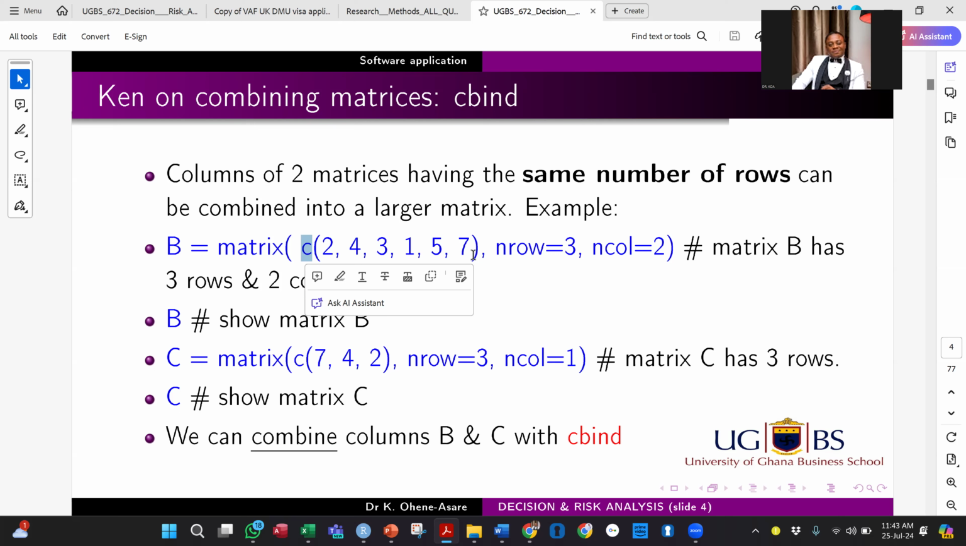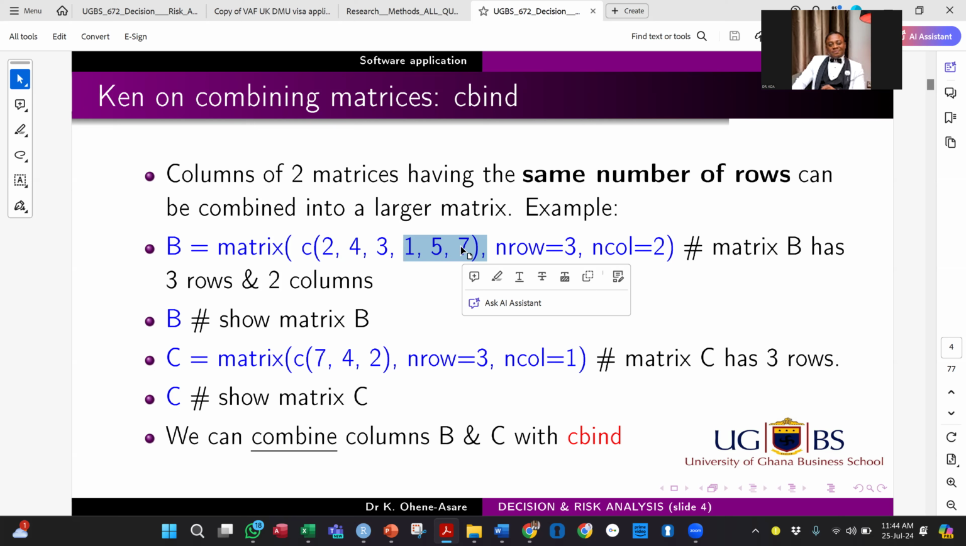So if the number of rows is 3 and the number of columns is 2, it means that we are going to have two columns. The first one here will be column 1, because if you look at it, there are two columns. So the first 3 will be column 1, then the next 3 will be column 2. You can have 2 up, 4 in the middle, 3 down. Then the next, which is the second column, will be 1 up, 5 in the middle, 7 down. That is a column.